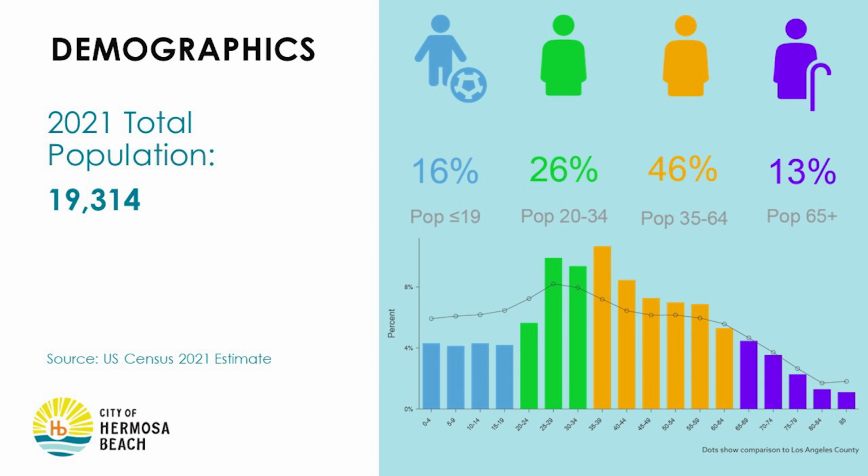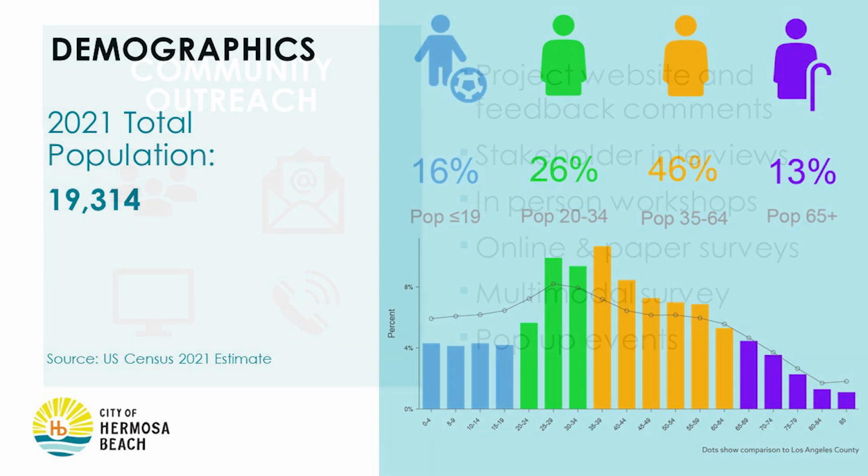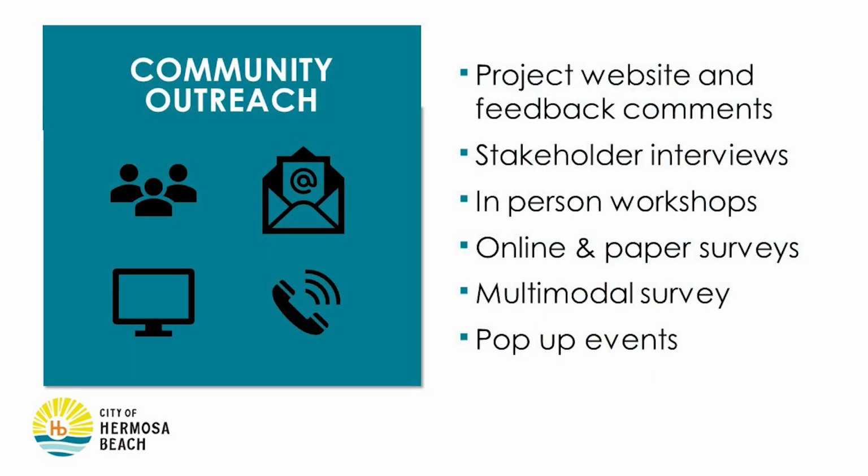Now, this is just one lens we use to look at the community in terms of what recreation programs might suit different age groups. This brings us to the community outreach. Utilizing extensive community outreach, we'll go through project website feedback comments, stakeholder interviews, one-on-one interviews with key officials throughout the community, in-person workshops, online and paper surveys, multimodal surveys, as well as pop-up events.